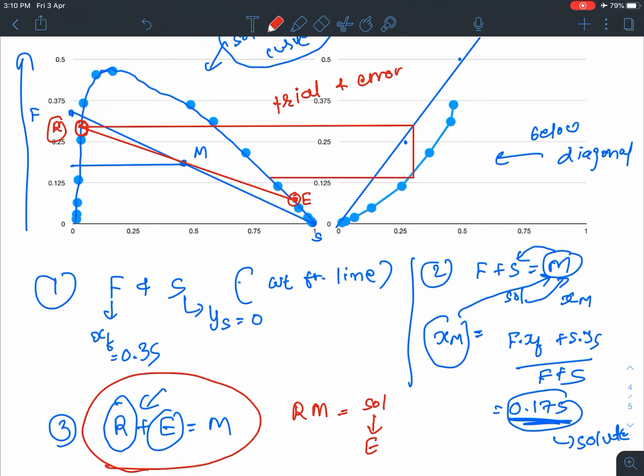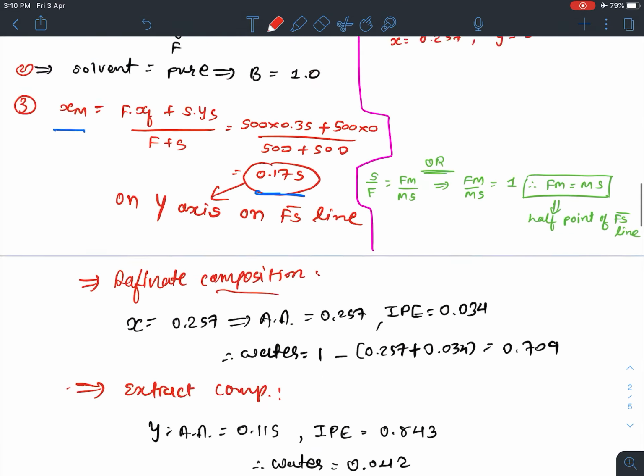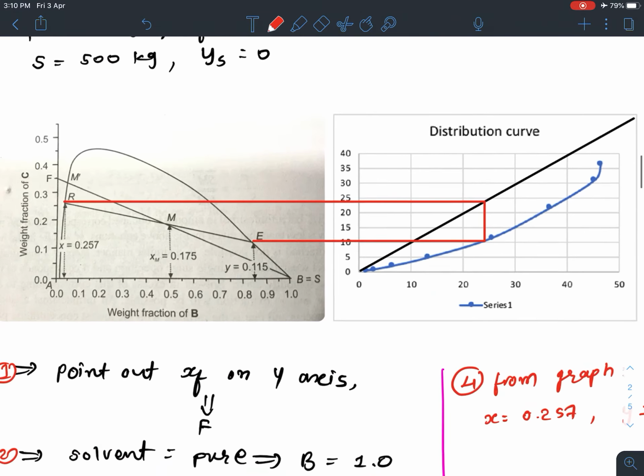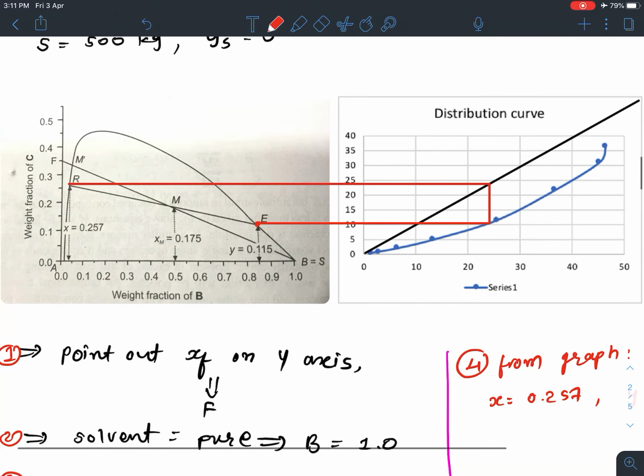So this is how we have to do the trial and error method. We have to assume the R point in such a way that by this method we come up with the same point that is passing through this M line. In this example, it is somewhere around 0.28 or so. From that point I initiated and came up with this line, and I got the same assumption. So this is the final raffinate and extract data.